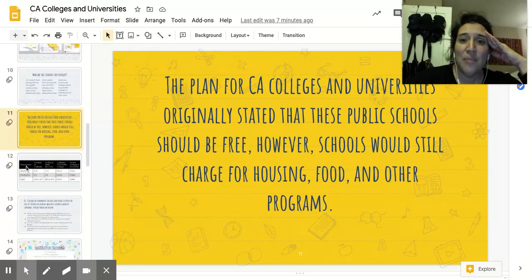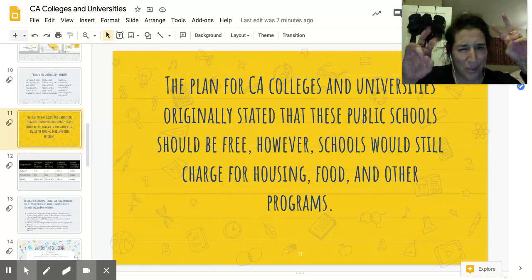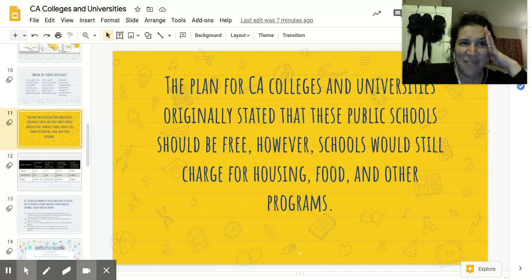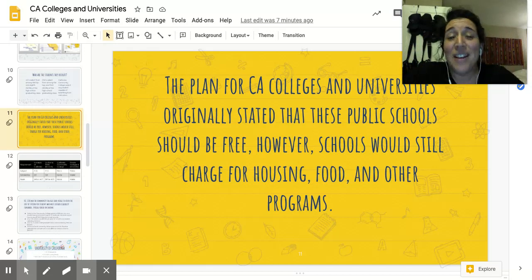However, the cost of housing, food, other programs usually means random things that go towards athletics. The cost of going to each of these schools has gone up, except for community colleges, where most people go for free, thanks to a California law that was passed, I think, 2 years ago.